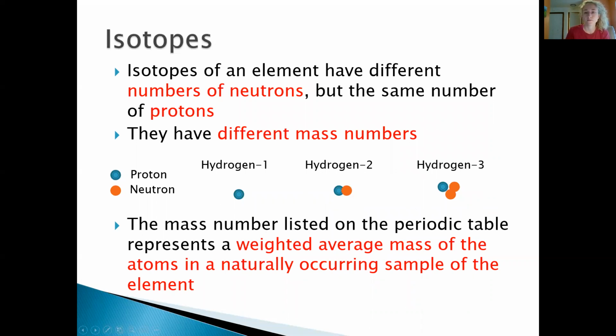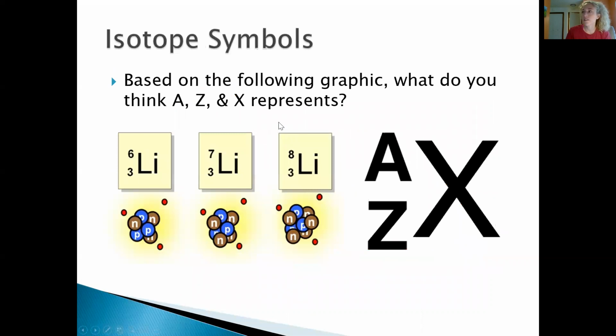All right, isotope symbols, sometimes known as atomic symbols, is going to be something we're looking at today. So we're going to determine what A, Z, and X are represented by. If we look at this example here, we see Li. This is something we would see on the periodic table. This is lithium. Our element symbol for lithium is Li.